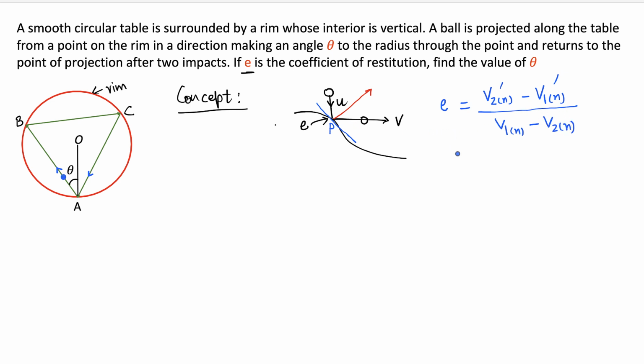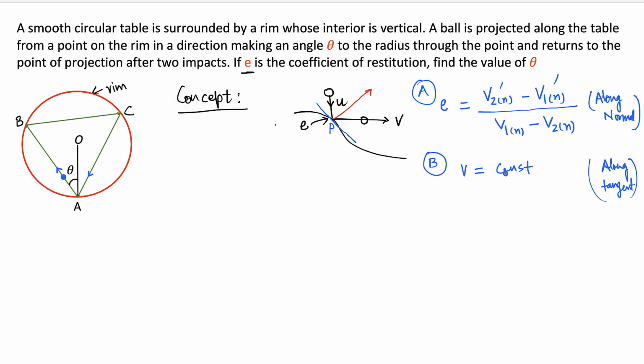And the second one is that, so this was about the normal, and then along the tangent, the velocity is constant. It doesn't change.